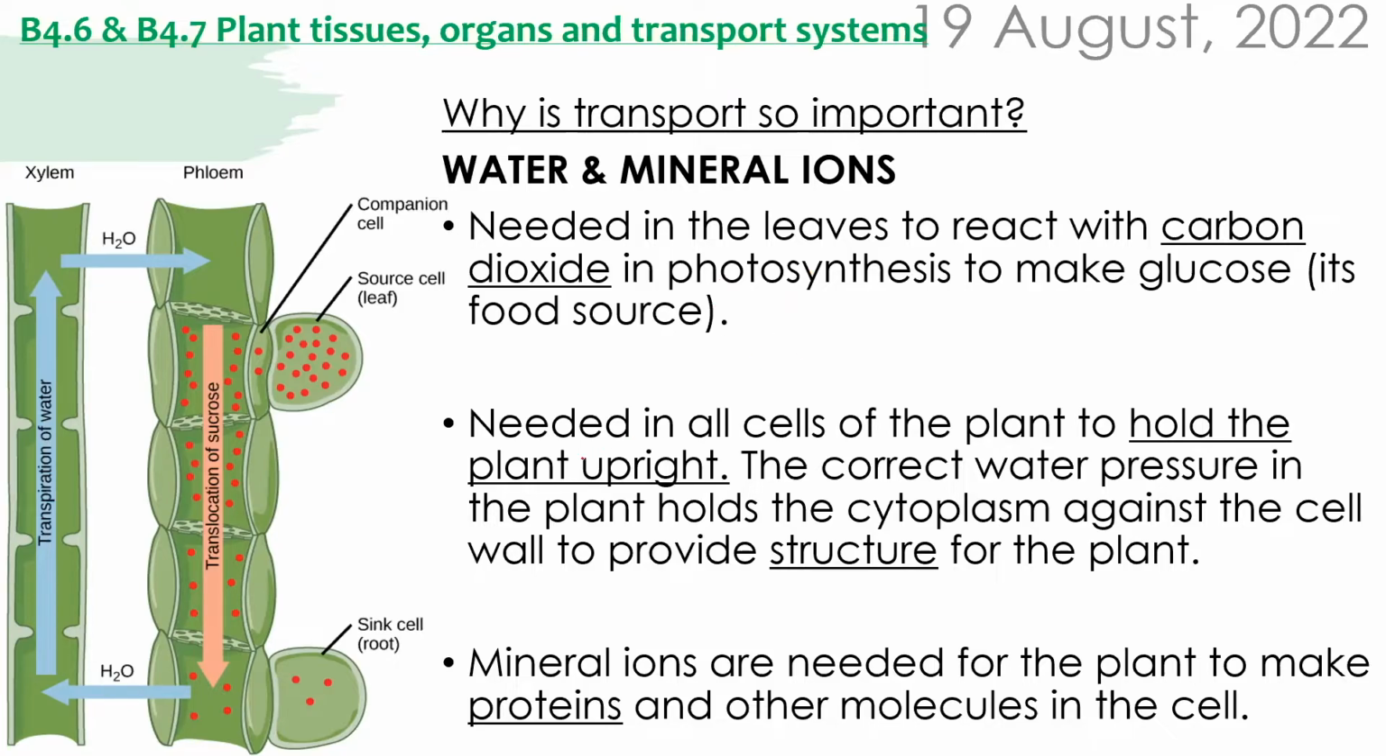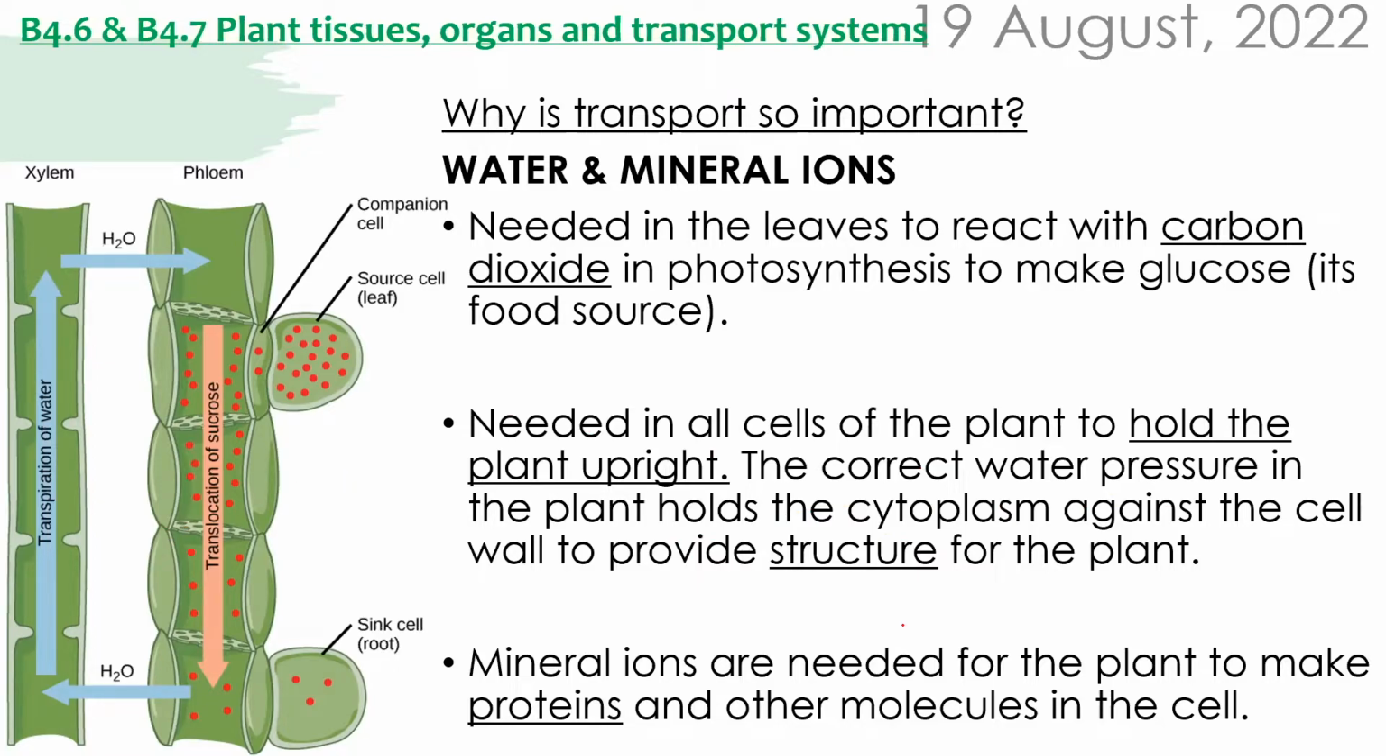Water is also needed in all cells to hold the plant upright. Think about the big trees. The correct water pressure in the plant holds the cytoplasm against the cell wall to provide structure for the plant. So if you don't get enough water, your plants will wilt. This is all about them needing enough water.